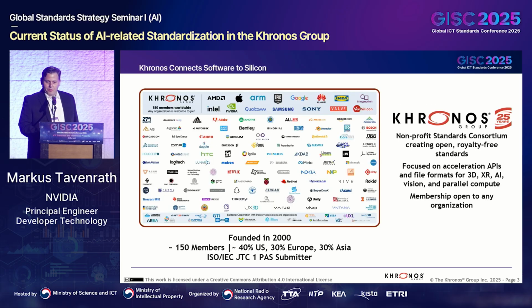And so first, let's talk about who is Khronos. Khronos is a non-profit standards consortium focusing on creating royalty-free standards. And Khronos was founded in the year 2000. So we are 25 years old now, yay. And initially we started working on acceleration APIs for 3D, but extended to file formats, extended reality, vision, parallel compute, and most recently AI. And the membership to Khronos is open to any organization.